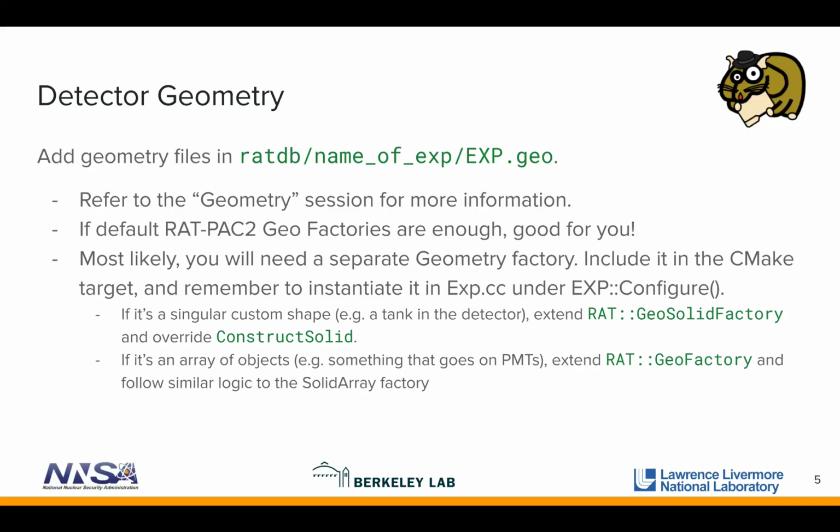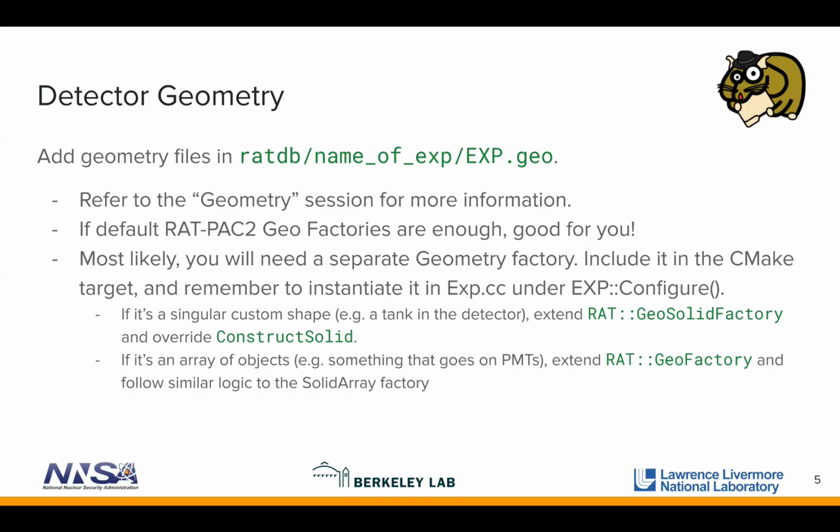Some advice: a lot of times you just want a very custom shape, but it's just one thing that needs to exist in your detector. It's not multiple things that you need to create. You can probably just extend the GeoSolid factory in rat and just override the construct solid class method.